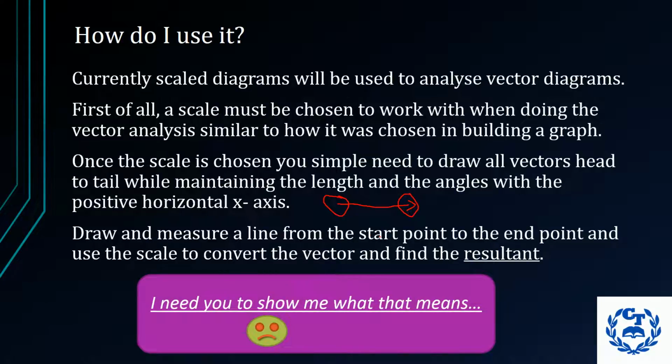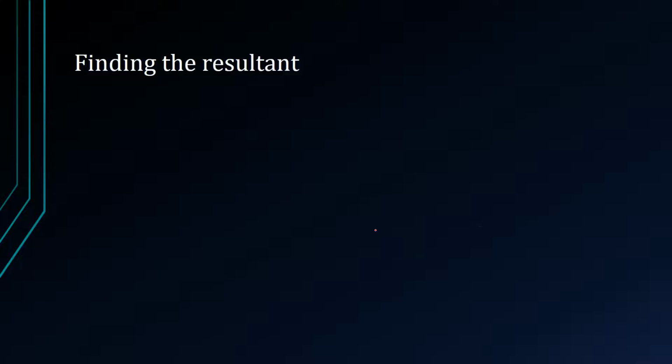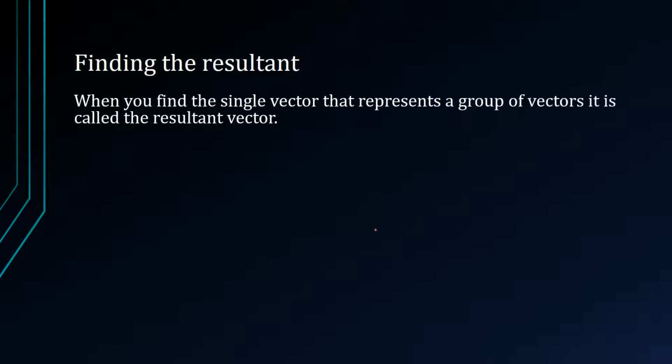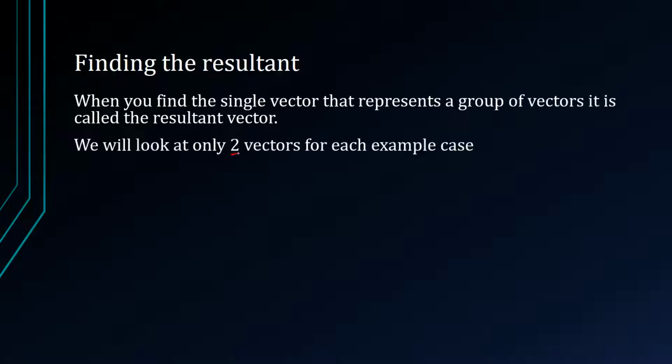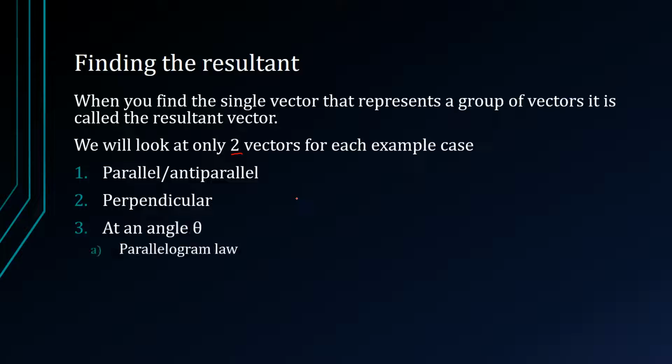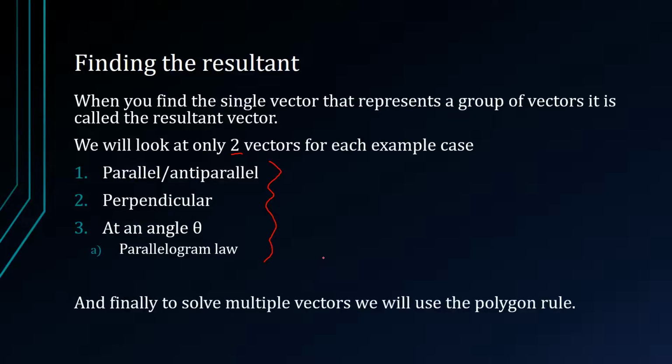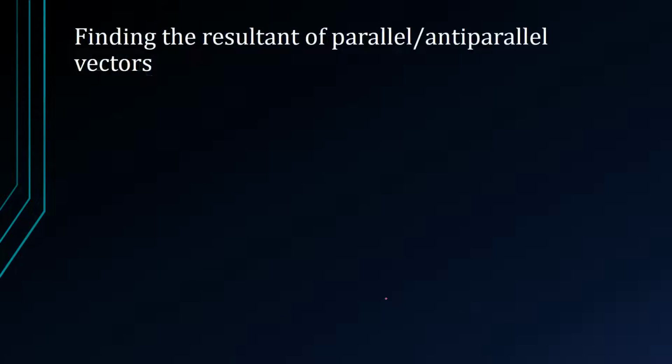By now you're probably thinking to yourself, well, this seems a little bit confusing, so how do we use this? What we're going to do is find the resultant by considering cases. We're only going to consider two vectors at a time, and we're going to solve problems involving parallel and anti-parallel vectors, perpendicular vectors, and vectors at an angle by using the parallelogram law. Then I'm going to take all of these and summarize it into something called a polygon rule that will be used to solve multiple vectors together. So first off, let's look at parallel and anti-parallel vectors.